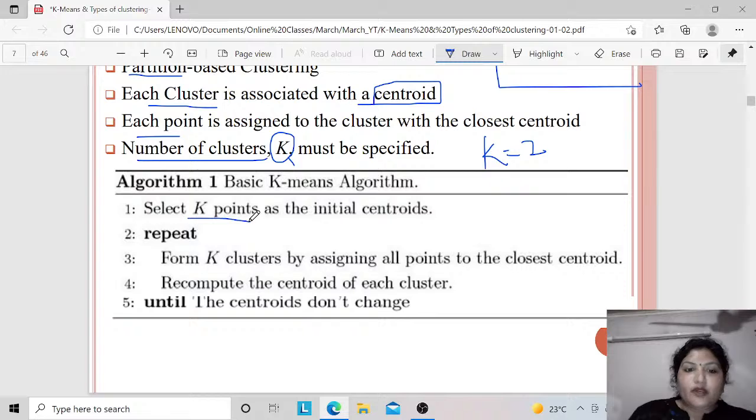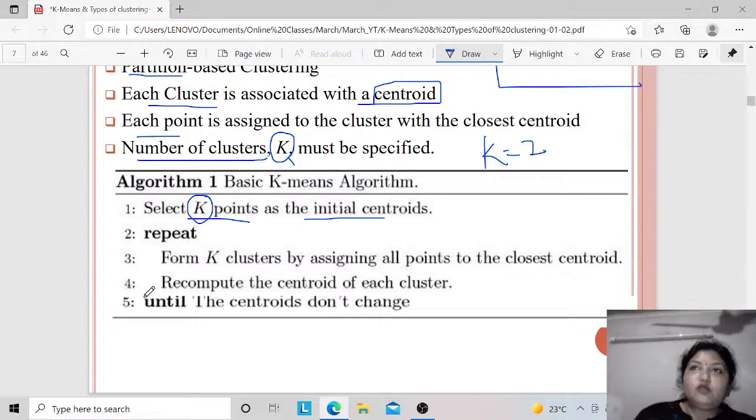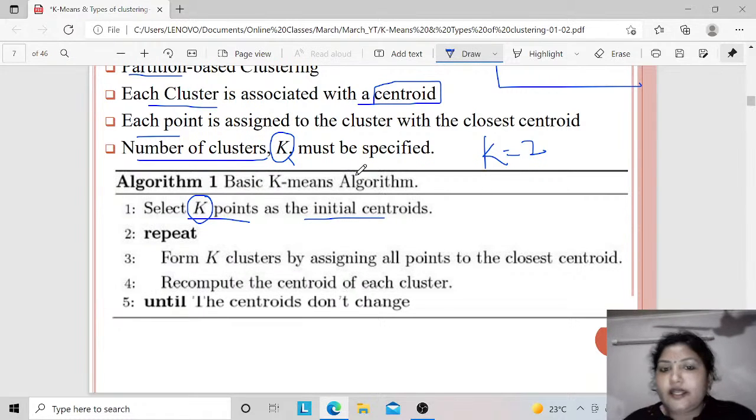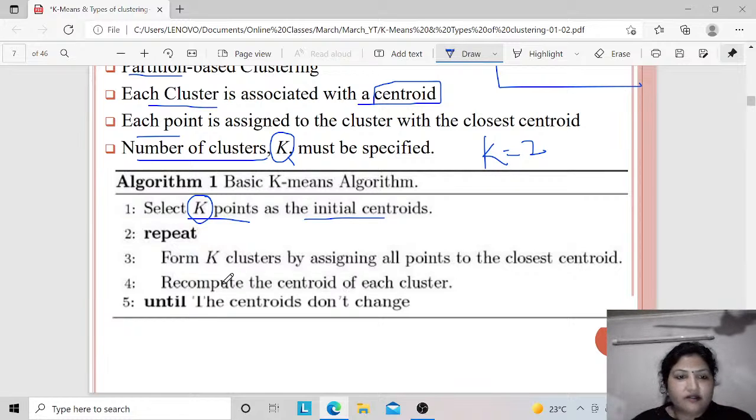Select the k points. Now what is k? K is a hyperparameter, the number of clusters that we take as initial centroids. You can take any data points as the centroids. It is not mandatory to start from the first two points, or the last two points, or the middle two points. You can take any point from that particular data set.